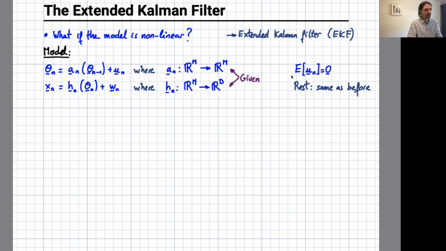Here we assume that this process noise is zero mean, right? This is different from before, where we assumed that it had a known mean. But this assumption entails no loss of generality. So I suggest that you stop for a minute and think why there is no loss of generality in this assumption.